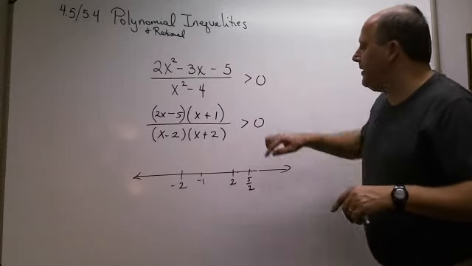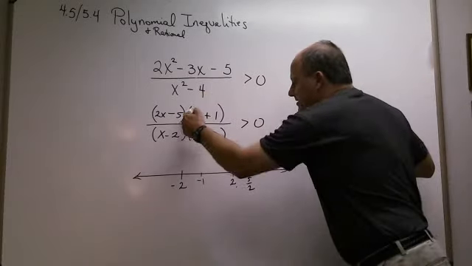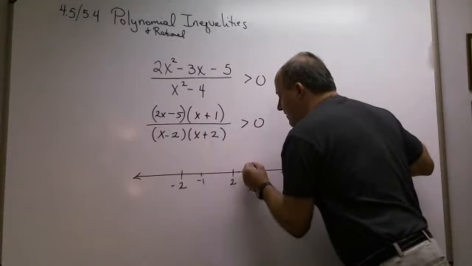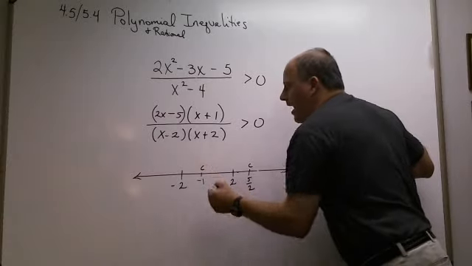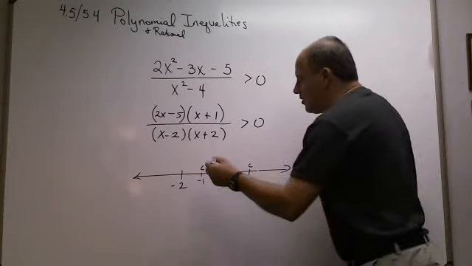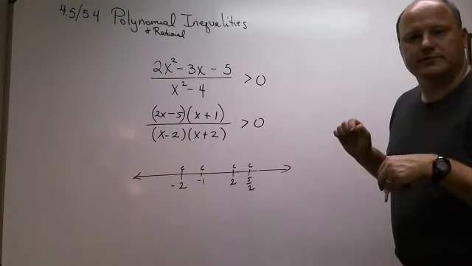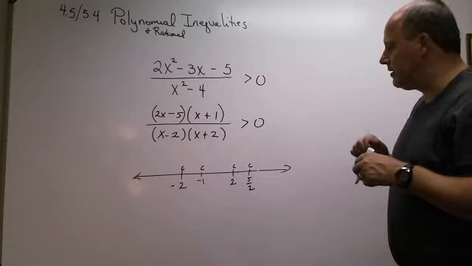Okay, and these are all odd degree, so they're going to cross at the x-intercepts, at 5 halves and negative 1, and at the vertical asymptotes it goes from opposite sides. So I'm just going to say cross. It goes from one side to the other. So they go from one side to the other on all of those points. There's no even degree on this one.